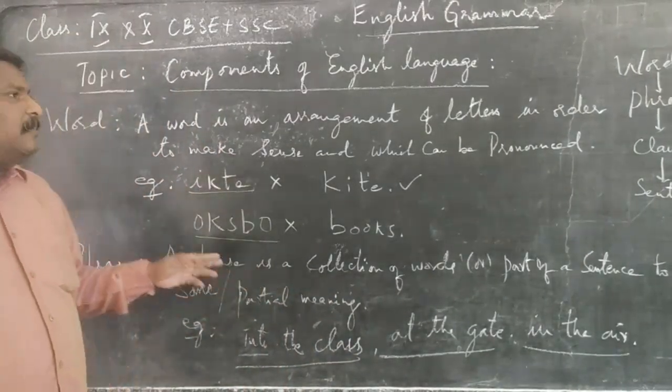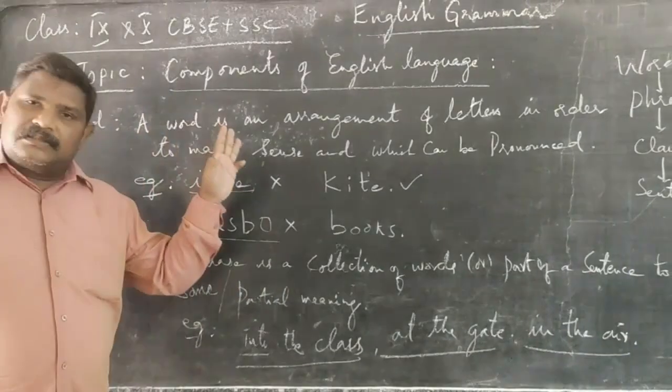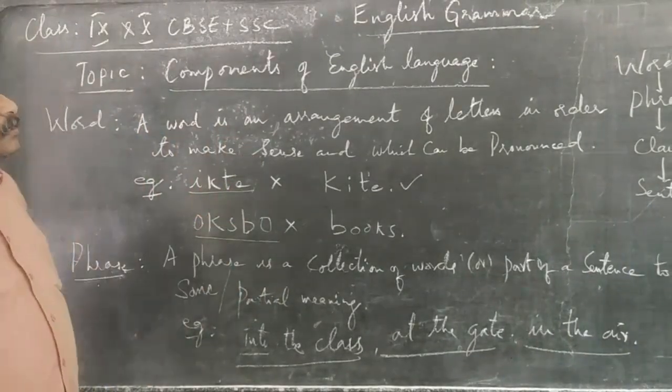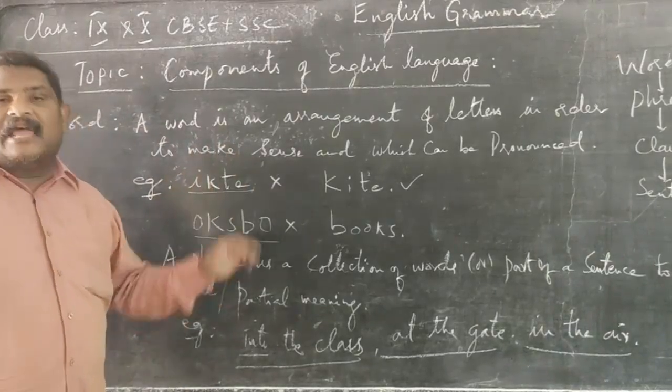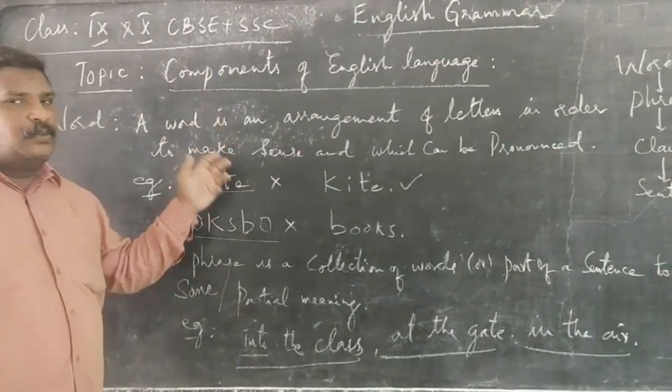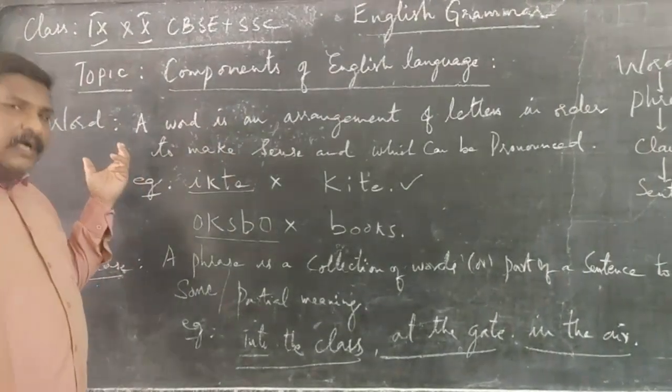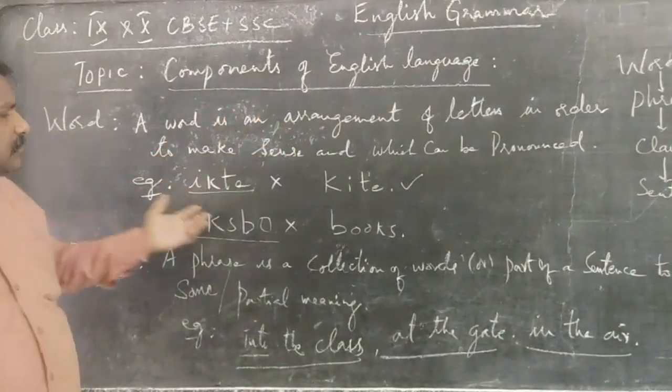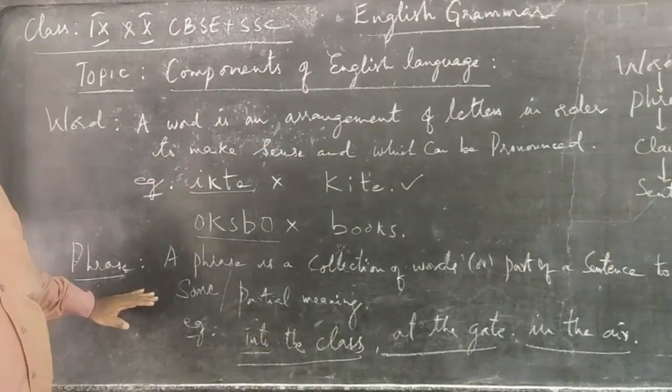So what have we studied? A word is a group of letters arranged in order to make some sense and which can be pronounced. That is a word. And these words, a set of words, will form a phrase.